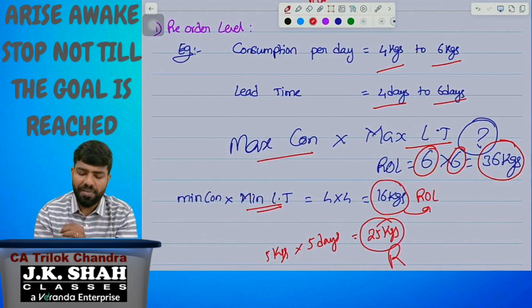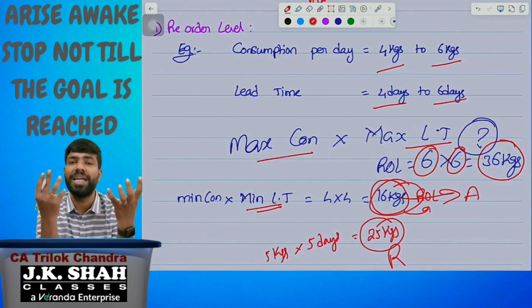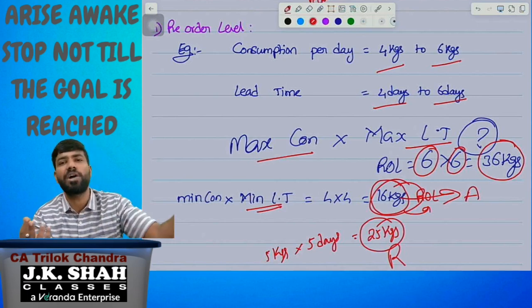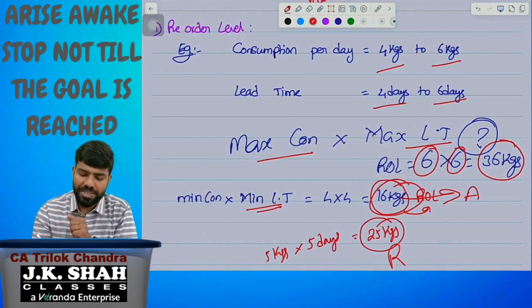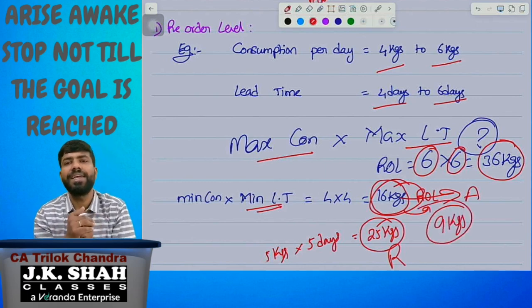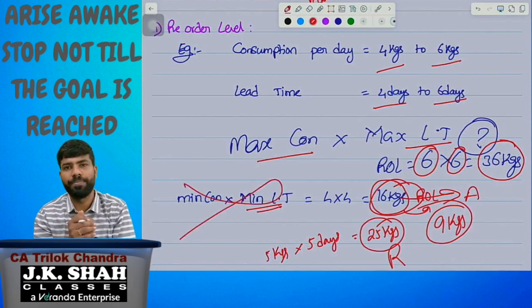But at the reorder level, how many kgs are available? 16 kgs. Availability is 16 kgs, requirement is 25 kgs. There is a stock out position. The main purpose of inventory control is to avoid the stock out position, but here we are facing one. So how much is the stock out position? 9 kgs. So you cannot go by the minimum consumption into minimum lead time.